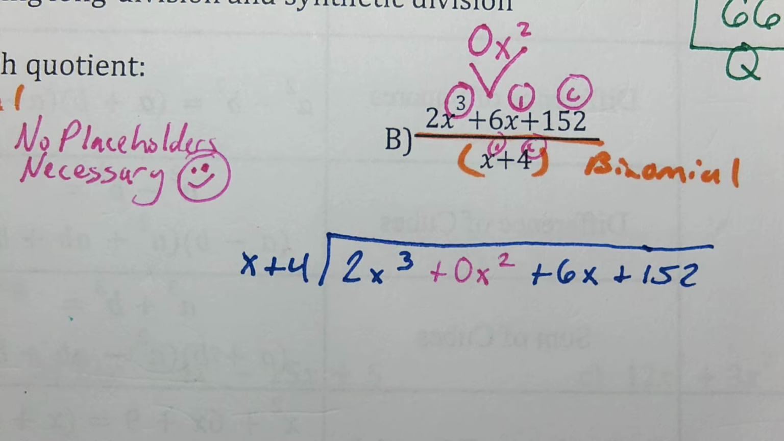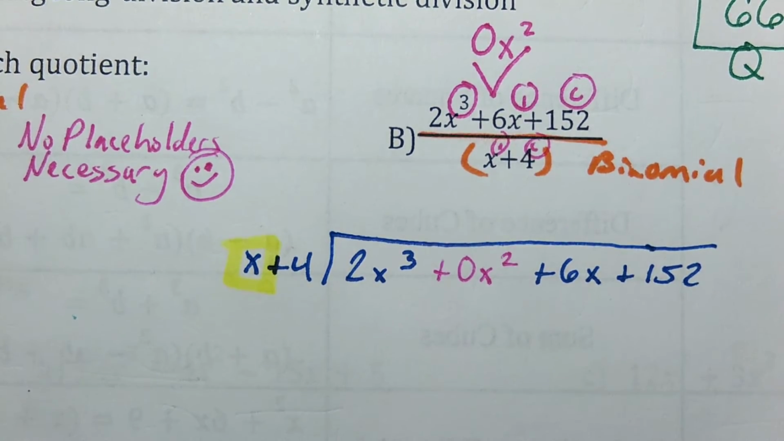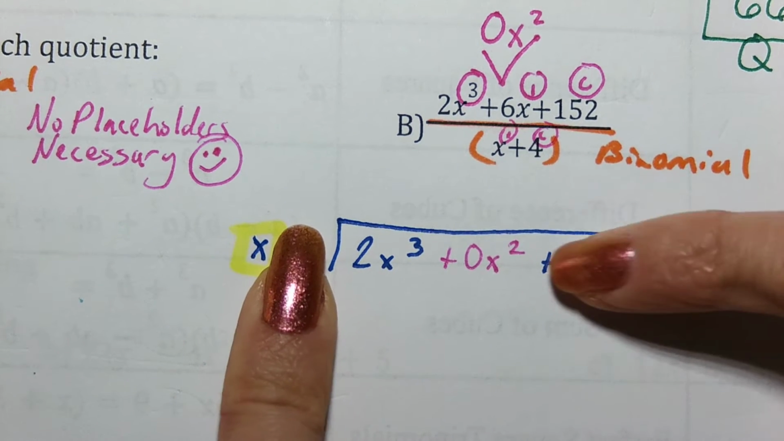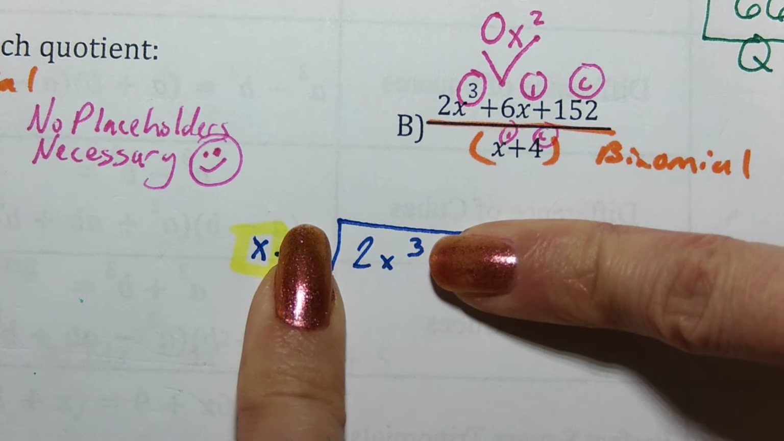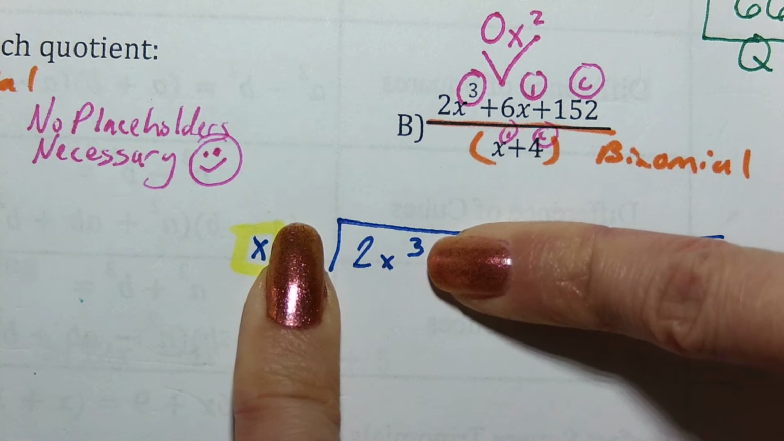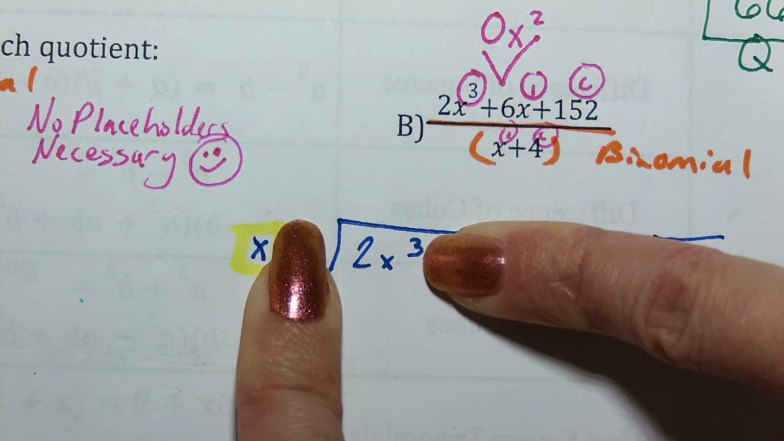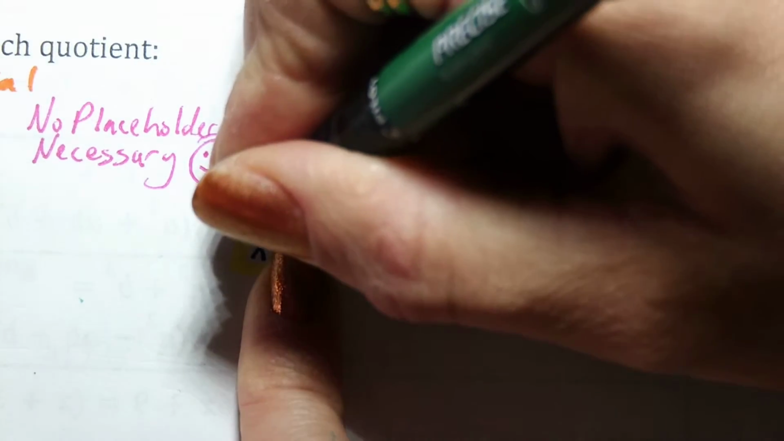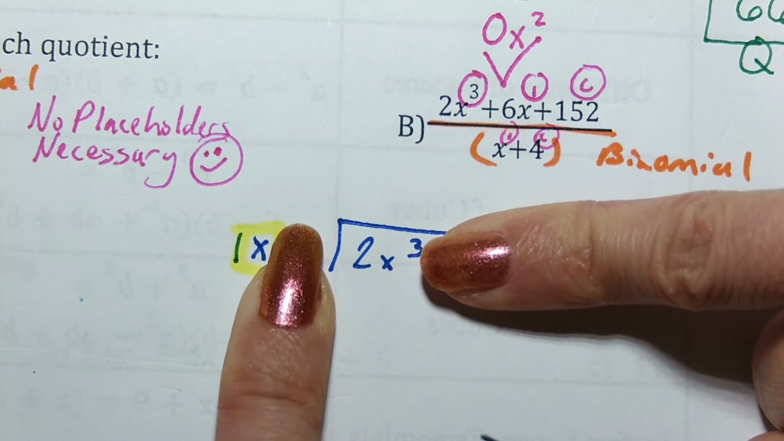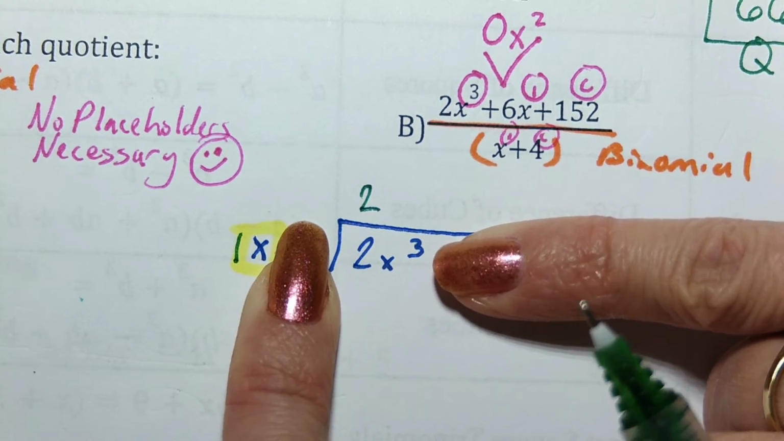So our leader term is the x, and our tag-along term is the 4. So I'm going to cover up the 4. I'm going to cover up all this stuff. And the question I want to ask myself, and careful here because we do have a coefficient, is x times what gives me 2x cubed? If it helps you, folks, you can put a 1 here. And I can take it piece by piece and say 1 times what is 2? 2. And x times what is x cubed? X squared.